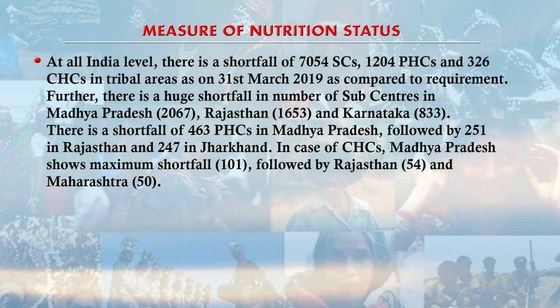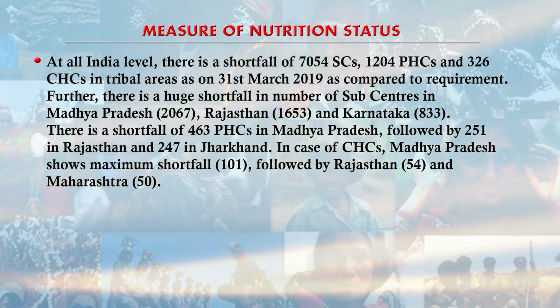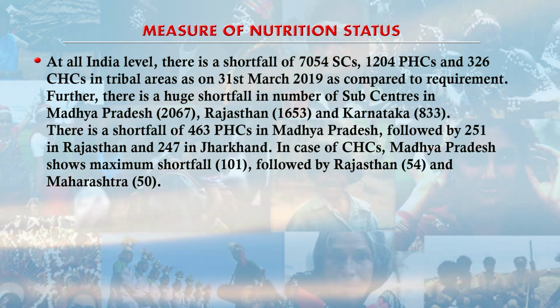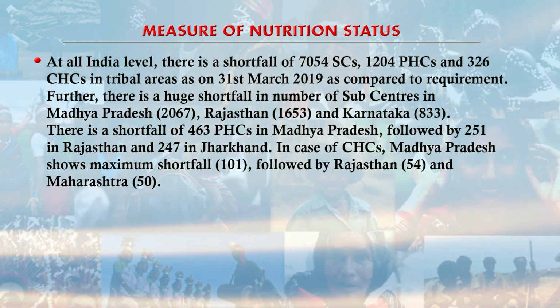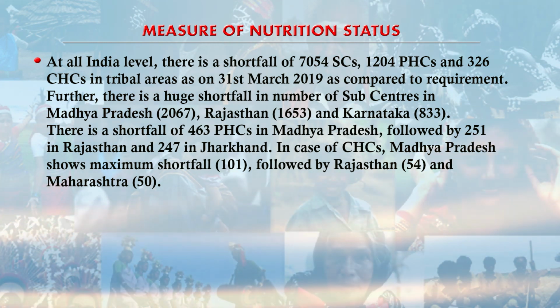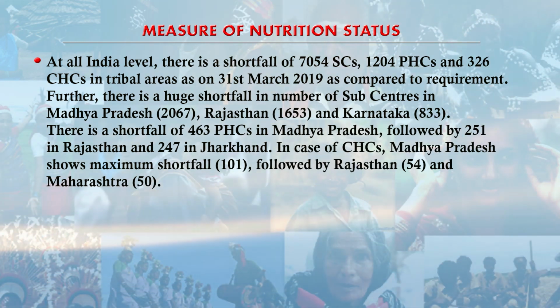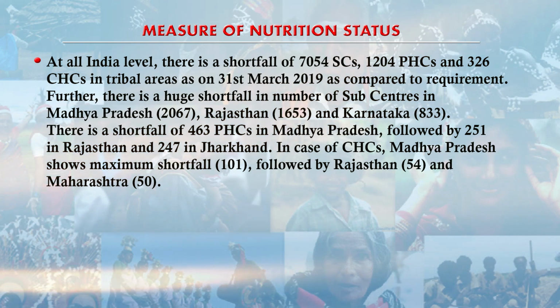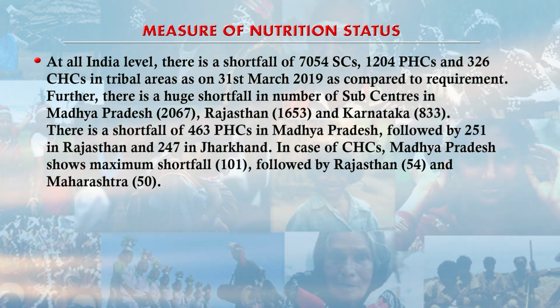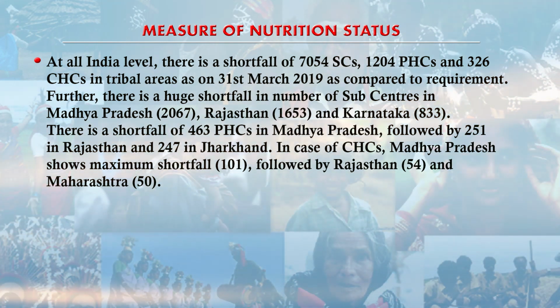At all India level, there is a shortfall of 7,054 sub-centers, 12,004 primary health centers and 326 community health centers in tribal areas as on 31st March 2019 as compared to the requirement. Further, there is a huge shortfall in the number of sub-centers in Madhya Pradesh, Rajasthan and Karnataka. There is a shortfall of 463 primary health centers in Madhya Pradesh, followed by 251 in Rajasthan and 247 in Jharkhand. In case of community health centers, Madhya Pradesh shows maximum shortfall, followed by Rajasthan and Maharashtra.